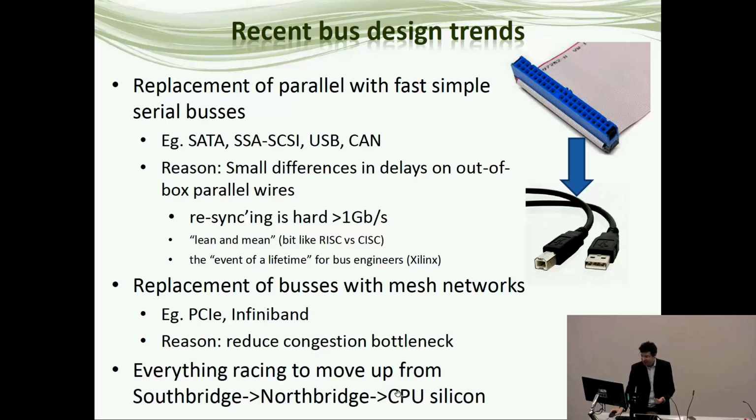And there's this trend of everything racing to move up the hierarchy. We keep trying to add more layers to the hierarchy to push slow devices down, and then the people making those slow devices don't want to be at the bottom, so they make them faster, and they try and jump their devices up there. And eventually things migrate onto a system on chip silicon. Everything's going to end up on one chip at the top of that hierarchy.